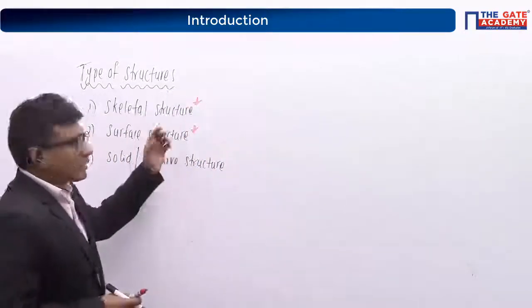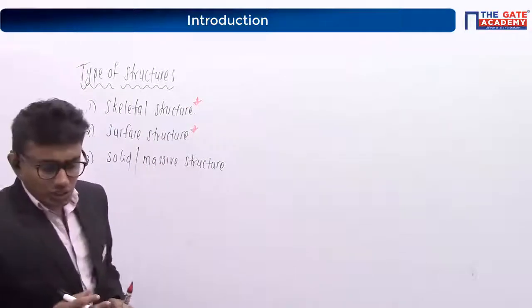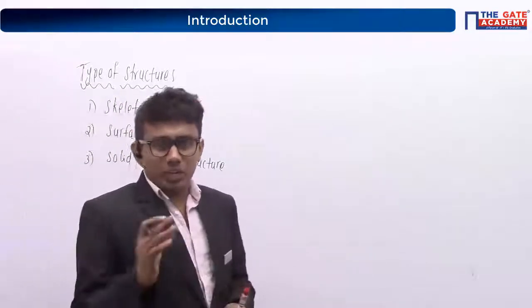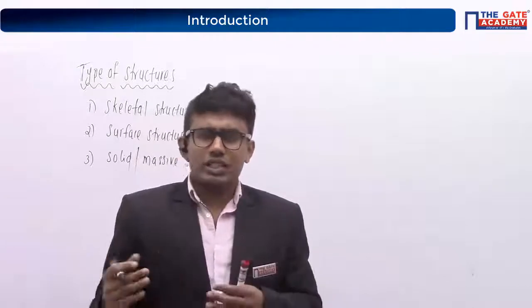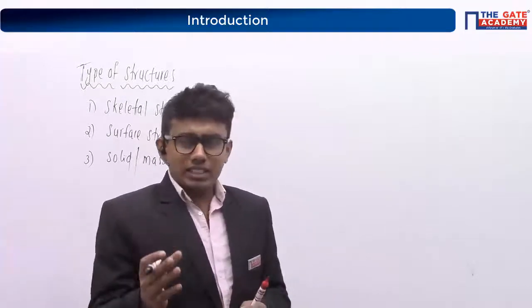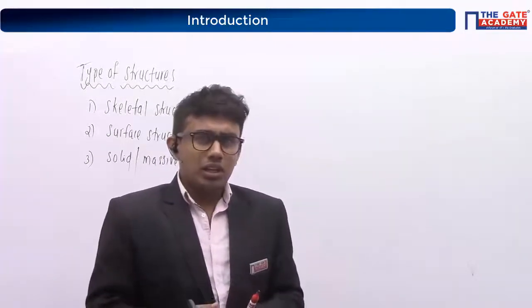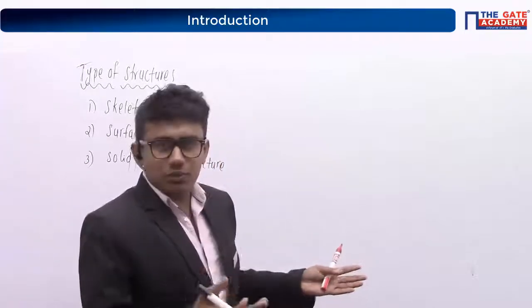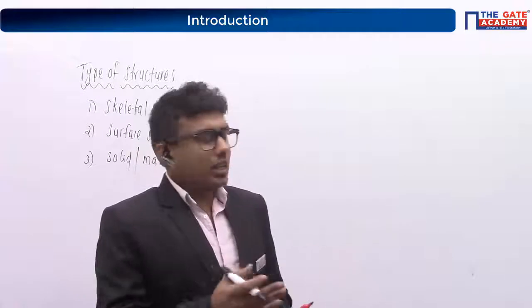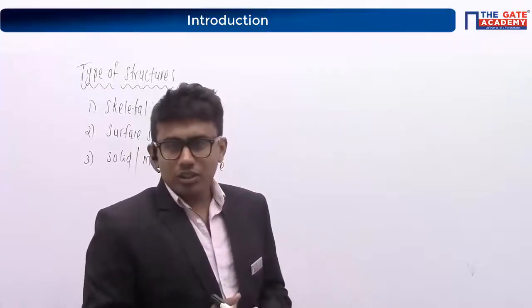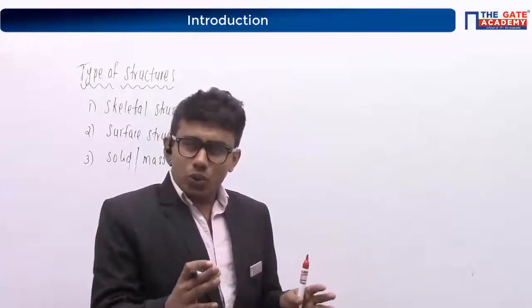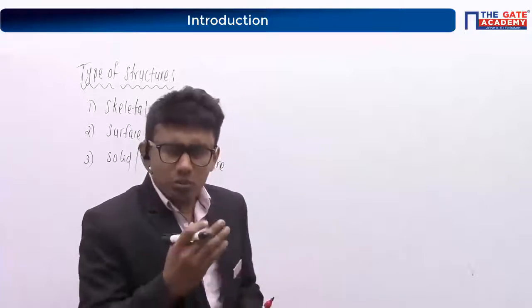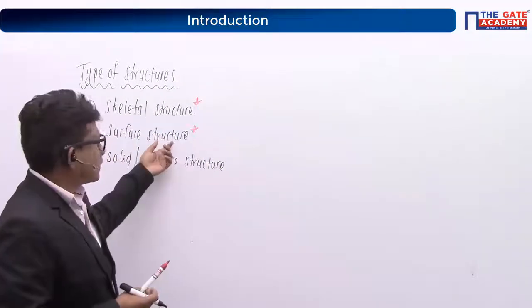We discussed the skeletal structures. In a skeletal structure, only one dimension was predominating the other 2 dimensions. Then we call it a skeletal structure. I gave you examples: a beam is an example, a column is an example, or a frame structure. Maybe arches are an example. These are all examples of skeletal structures. Now we are moving on to the next concept, that is our surface structure.